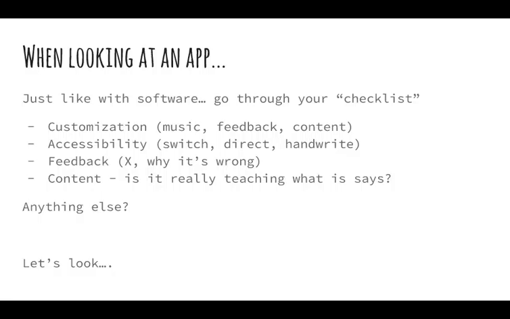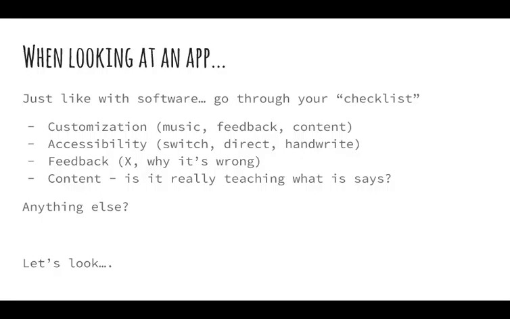So I'm looking for customization number 1. Can I turn on and off the music? What sort of feedback is it going to give to the student if they get the wrong answer, and can I change that? So can I change the feedback? Can I change the content, or is it just very strict content that the app developer chooses, or can I create my own? What about the accessibility? Can the switch be used? Are the students going to be using direct selection? Can they handwrite some of their answers? Can they use any sort of drawing on there?